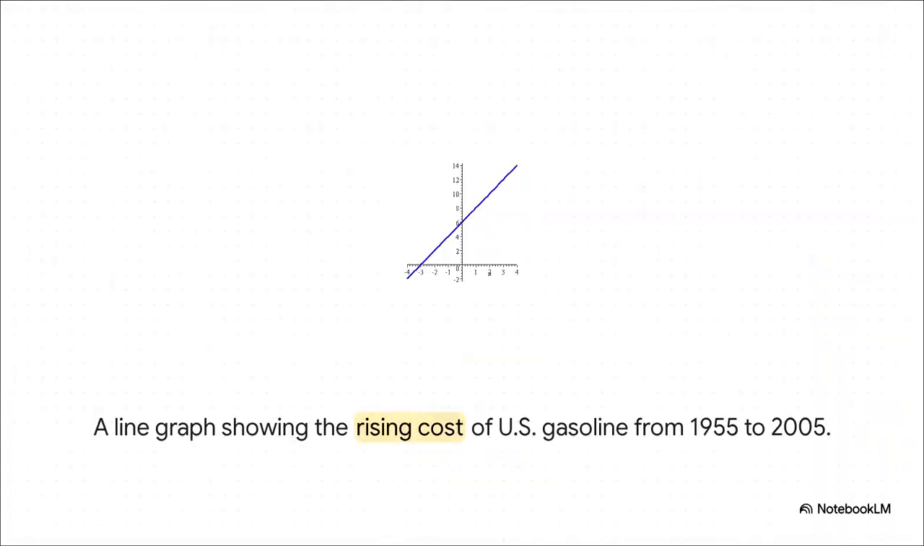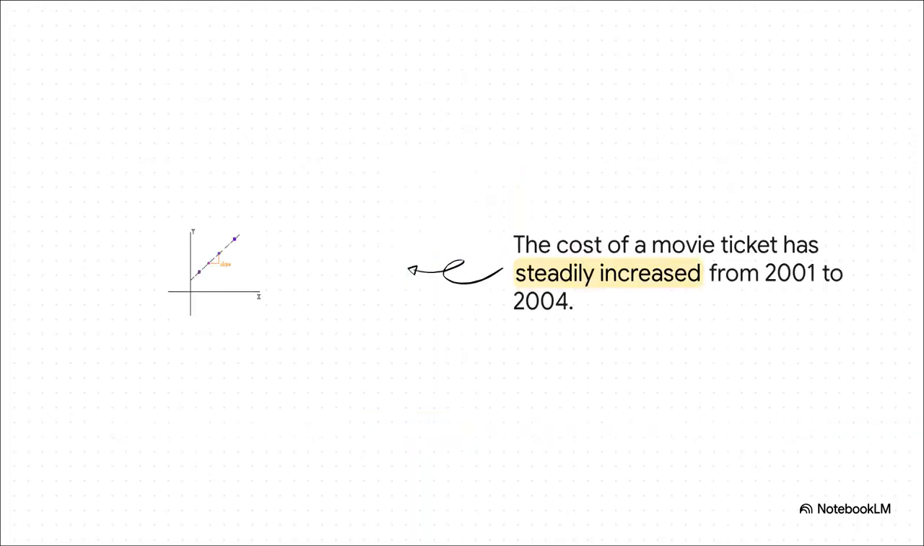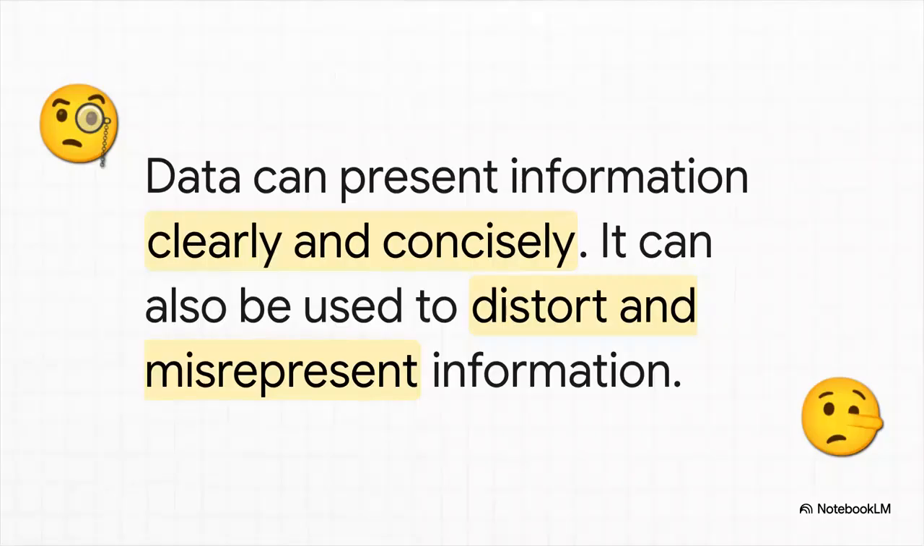I mean, you see charts like this all the time, showing us the price of gas has been on a total roller coaster for decades. Or maybe you see something telling you the price of a movie ticket just keeps going up and up and up. It really feels like we're constantly being hit with numbers and graphs telling us something. But here's the catch, and it's a big one. These visuals, these charts and graphs, they can be used to show you the facts, plain and simple. Or they can be used to mislead you, to actually distort the truth. And in this explainer, we're going to give you the tools to spot the difference.